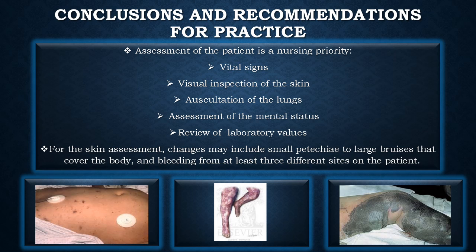For the skin assessment, changes include, as pictured below, small petechiae, all the way up to very large bruises that cover the body, and then of course we have the extreme cyanotic limbs and vasculature. And again, remember that if you have at least 3 different, unrelated sites on a patient that are bleeding, we can guess, and we need to take a look at the laboratory values of the patient and determine if we have DIC.